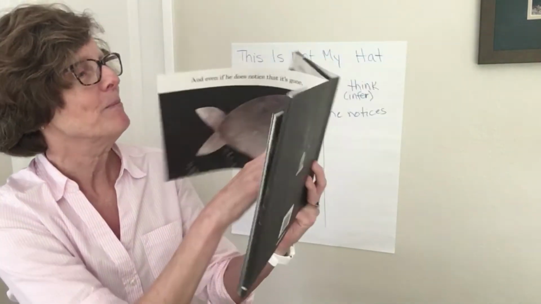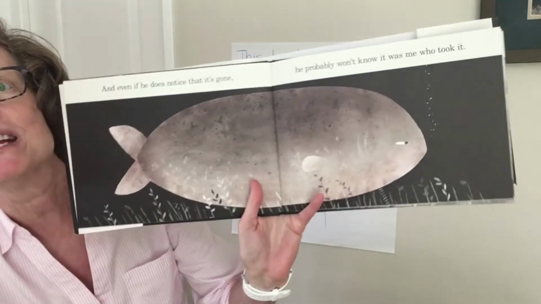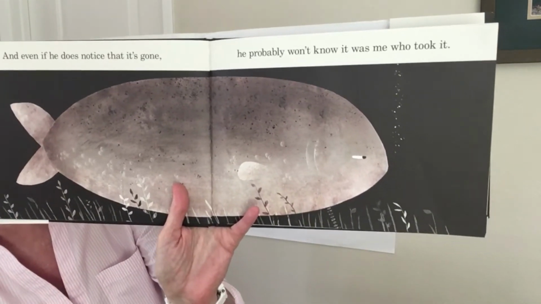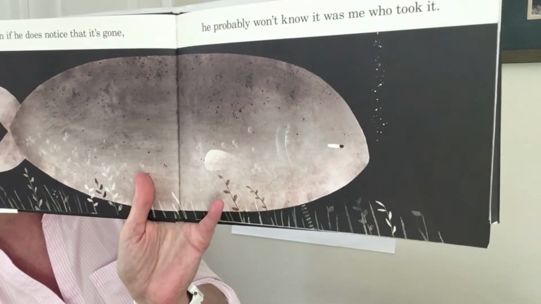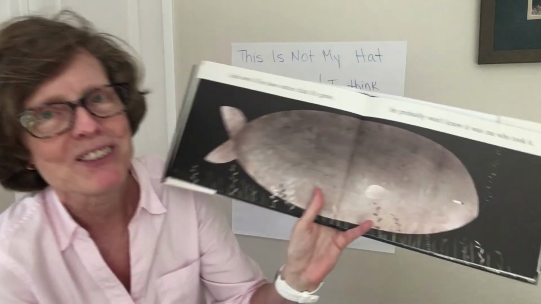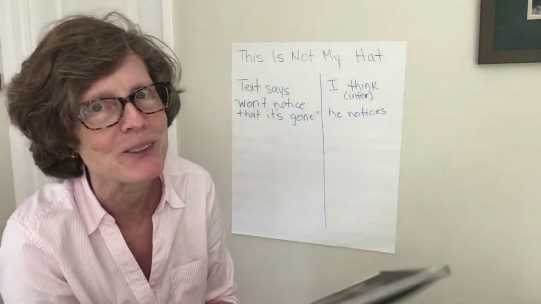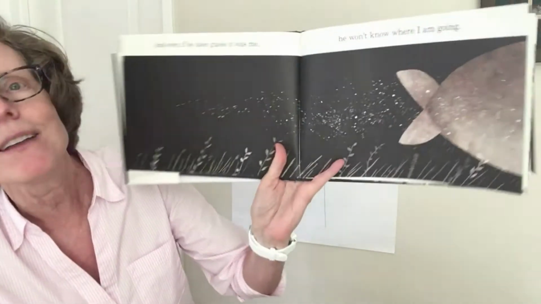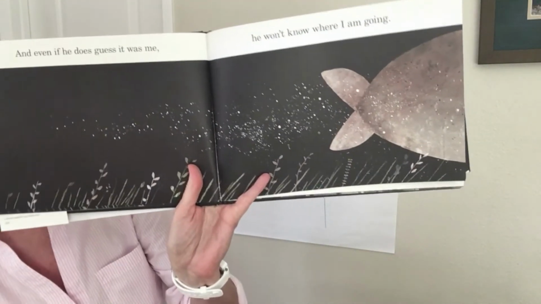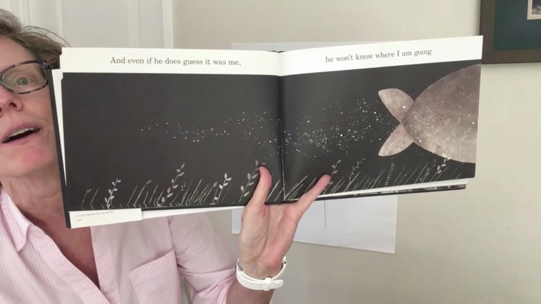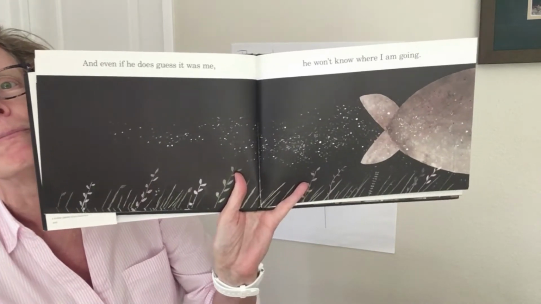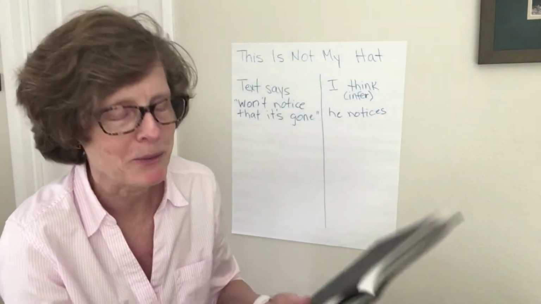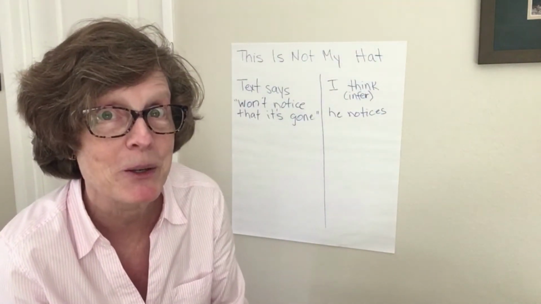Okay, let's see. And even if he does notice that it's gone, he probably won't know it was me who took it. What do you think? Do you see how his eyes changed? Do you think he knows who it is who took it? And even if he does guess it was me, he won't know where I'm going. What do you think? Do you think he knows where he's going? Do you have a clue?